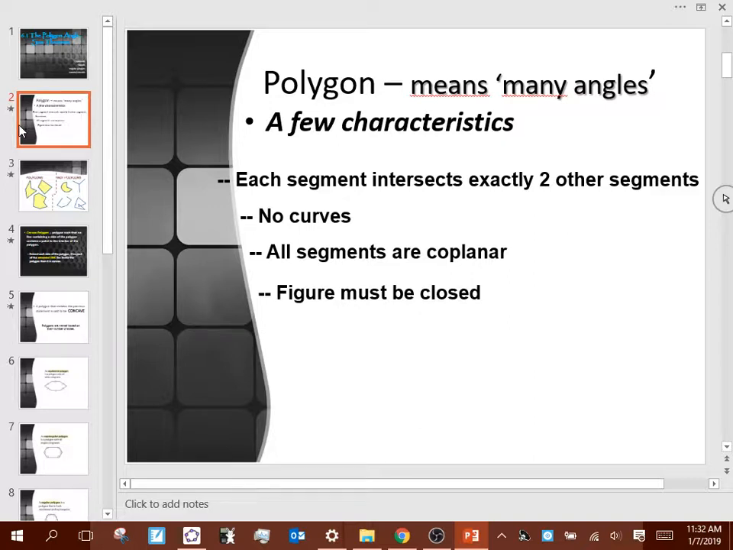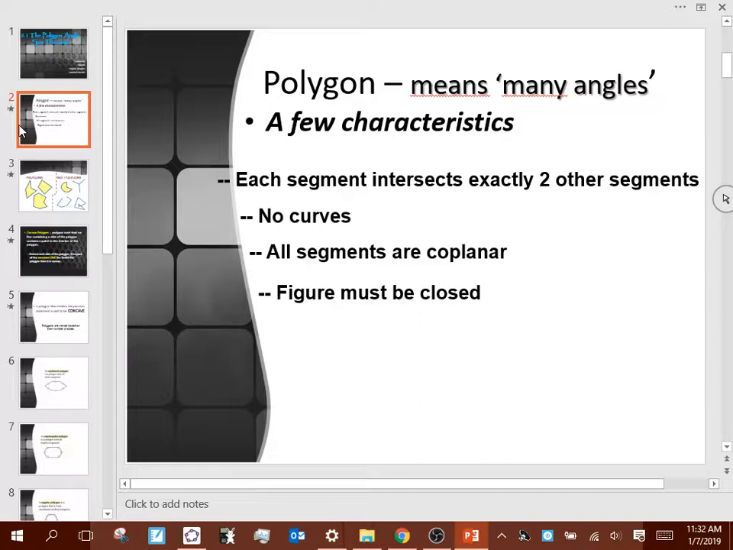However, to be a polygon, what we're thinking about is a two-dimensional shape, meaning that it lies flat in the XY plane, and it has all of the following requirements. Each segment intersects exactly two other segments. Generally speaking, we do that at endpoints. So each segment is going to have two endpoints, and it needs to intersect two other segments at their endpoints.